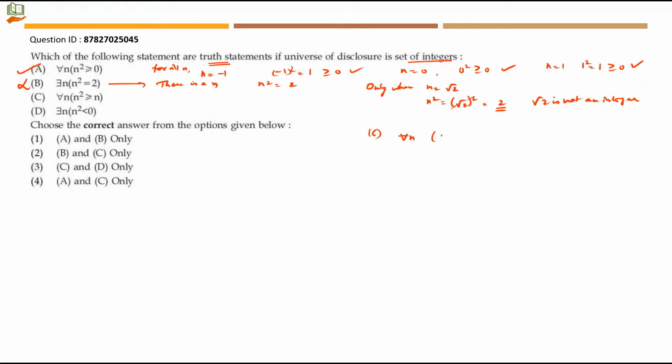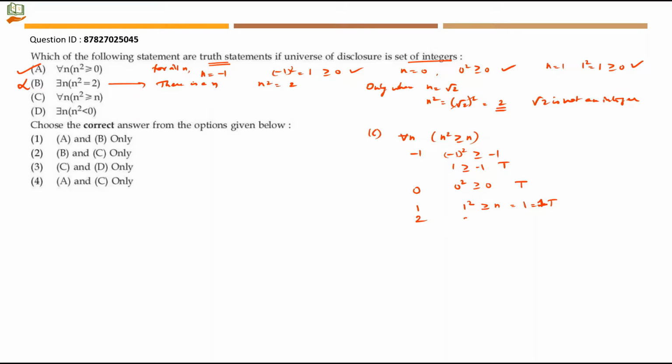Next, for all n, n square is greater than or equal to n. This is actually absolutely true. So if you take n equal to minus 1, minus 1 the whole square is greater than or equal to minus 1. 1 is greater than or equal to minus 1 is true. Then check for 0. 0 square is greater than or equal to 0. It is true. Then for 1. 1 square is greater than or equal to 1. 1 equal to 1, we are marking it to be true.